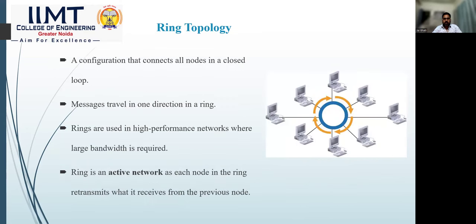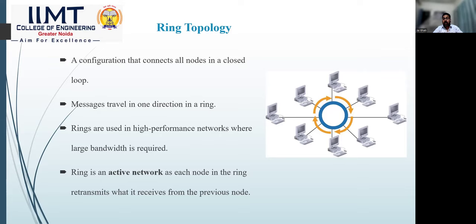The second topology is the ring topology, in which all the nodes are connected in a closed loop. Here, data transmission occurs in one direction, either clockwise or anti-clockwise. Rings are used in networks where high performance of data transmission or large bandwidth is required. The ring is called an active network, as each node in the ring retransmits the data it receives from the previous node.